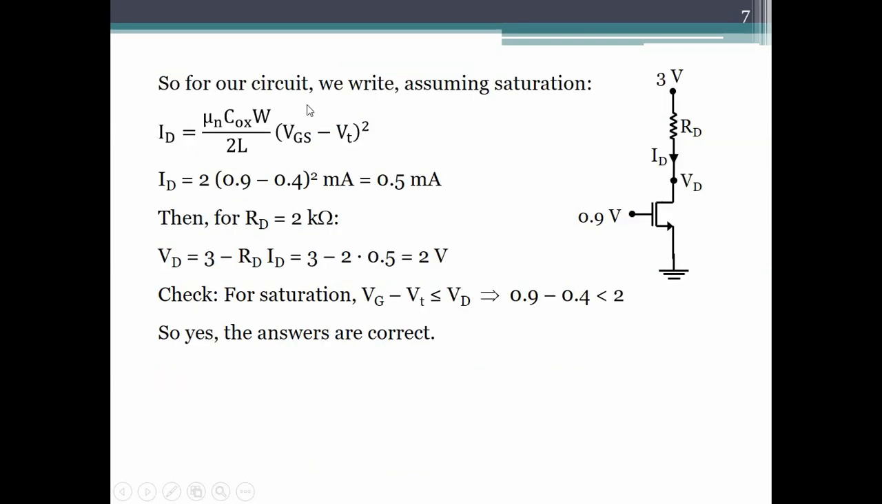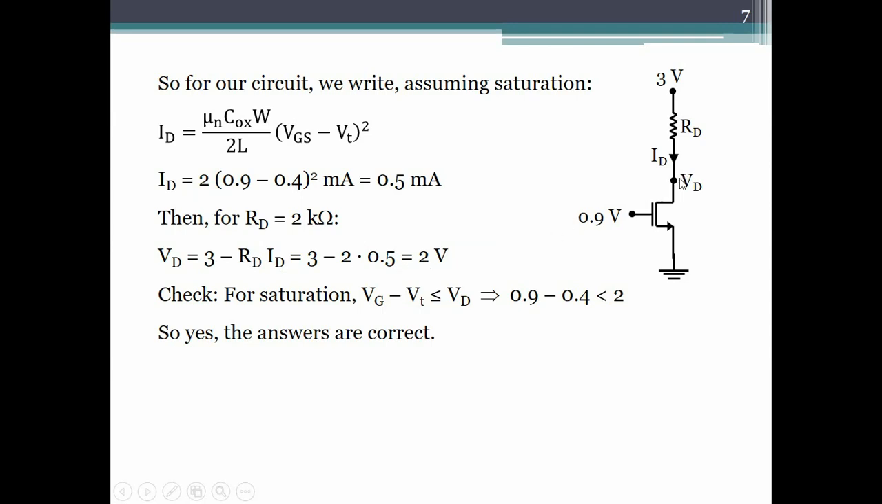So for our circuit, let us assume saturation, and we'll use this equation. Mu Cox W by L is 4 milliamps per volt squared, so 4 divided by 2 is 2. VGS is given as 0.9, and the threshold voltage is given as 0.4. So we get 2 times 0.5 squared, which is 0.5 milliamperes. So we found the drain current. Then we find the drain voltage by Ohm's law for the resistor, because the resistor is 2 kilo ohms. So VD is equal to 3 minus IDRD, 3 minus 2 into 0.5, so that's 2 volts. So VD is 2 volts.